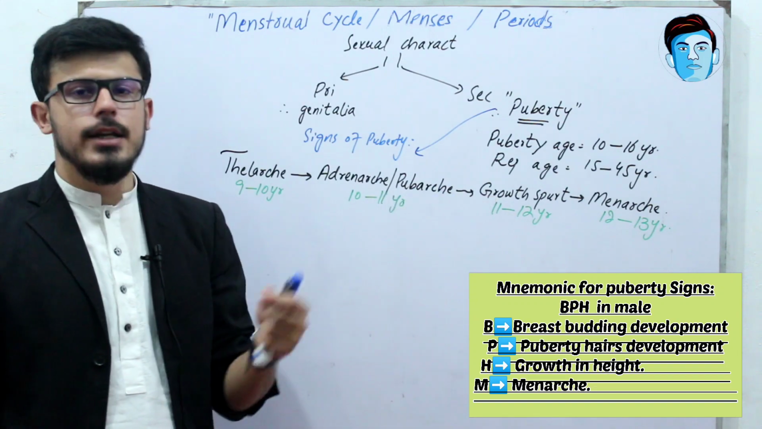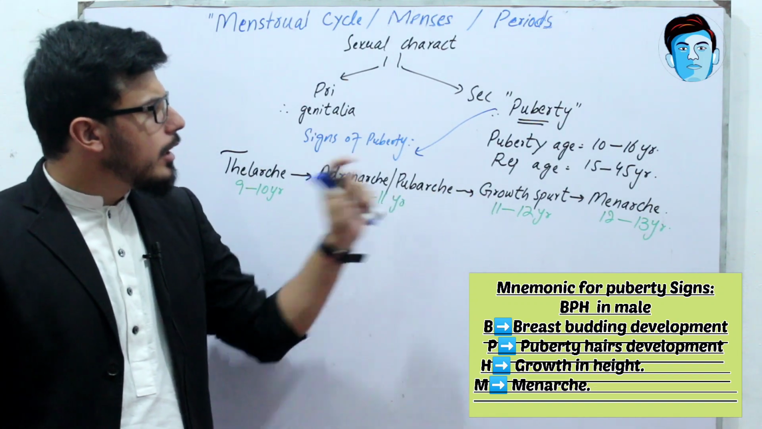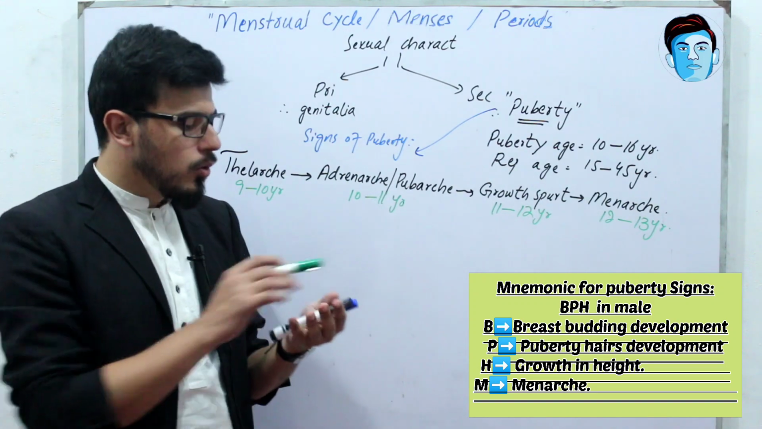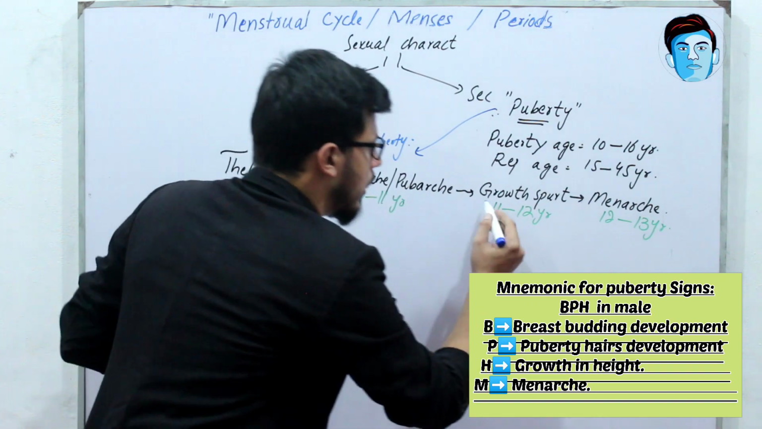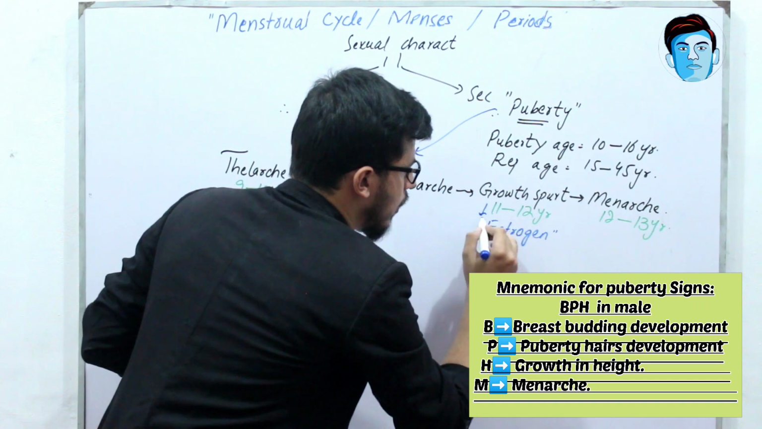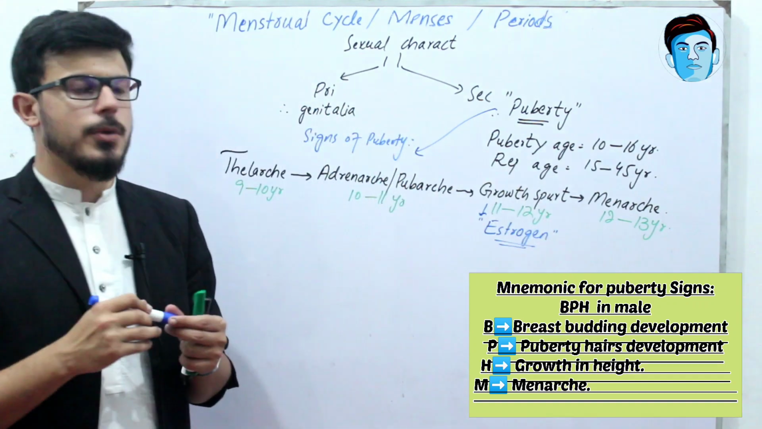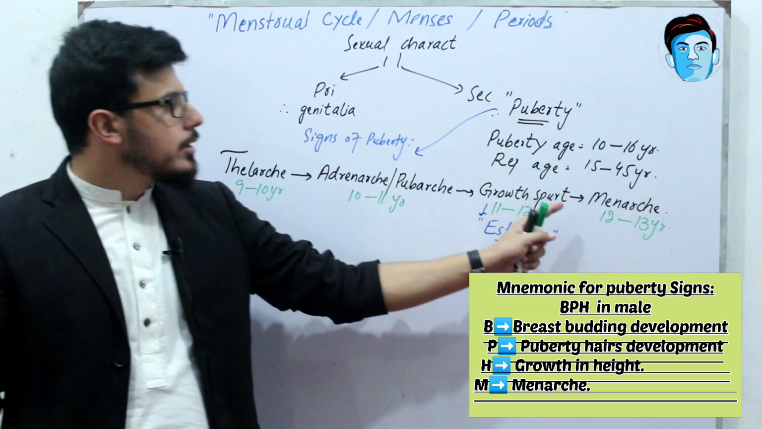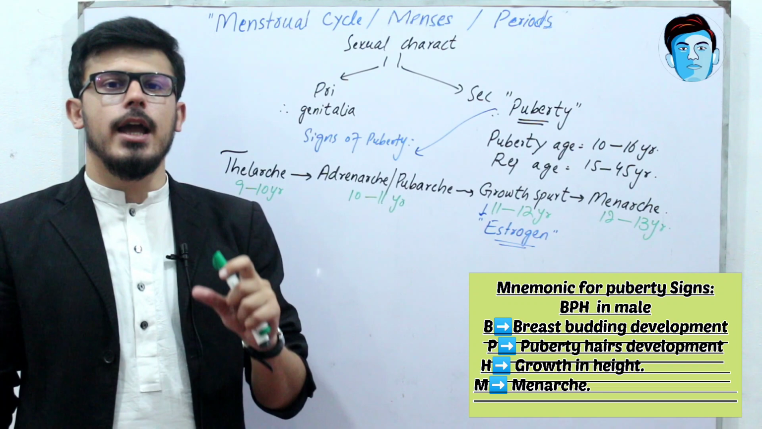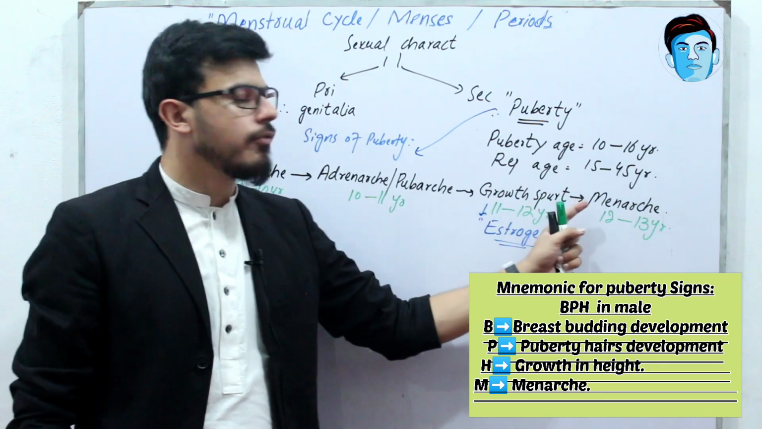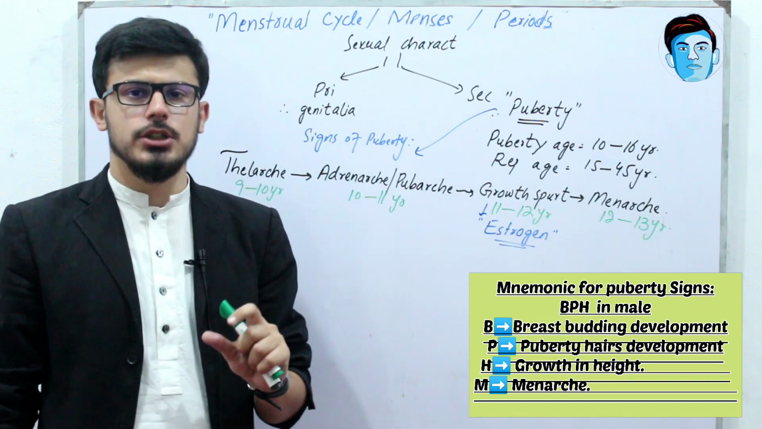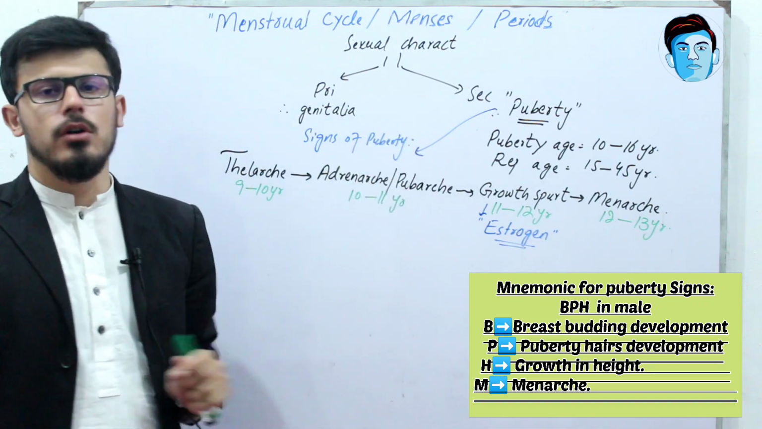They will usually ask which hormone helps in the growth spurt. Your answer will definitely be estrogen. The last sign of puberty is called menarche. Menarche is the first menstruation, around the age of 13. Here we will be discussing menstruation in detail, so this is just an overview regarding puberty.